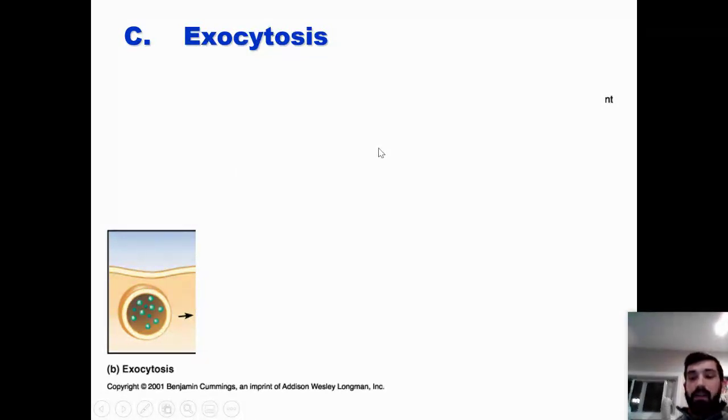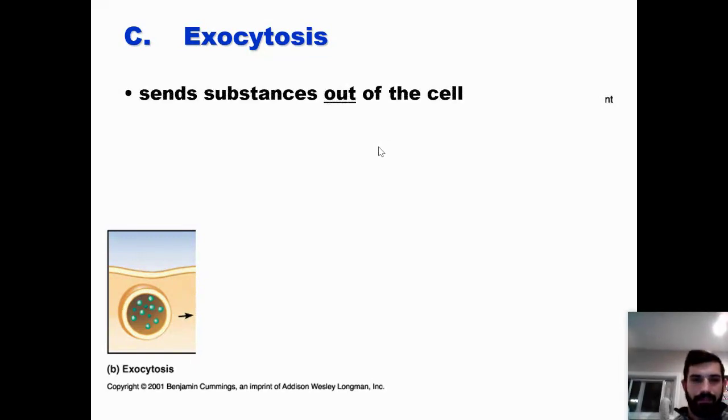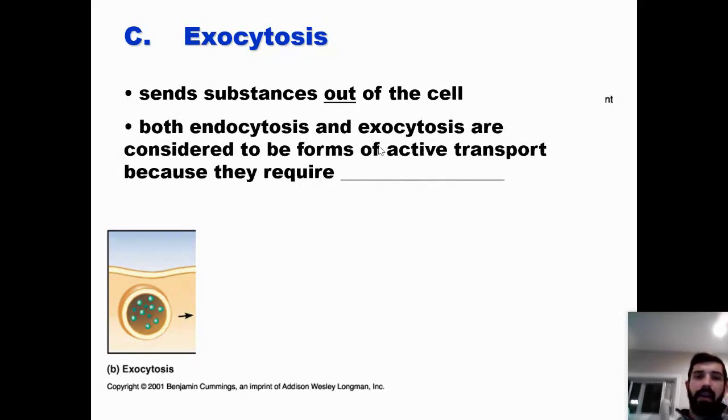Okay, so then there's exocytosis. Exocytosis is the opposite of endocytosis. It's going to send stuff out of the cell. Both endocytosis and exocytosis are considered to be forms of active transport because they require ATP, they require energy.